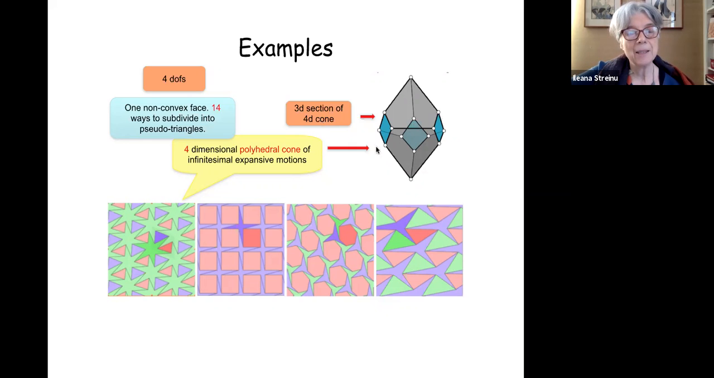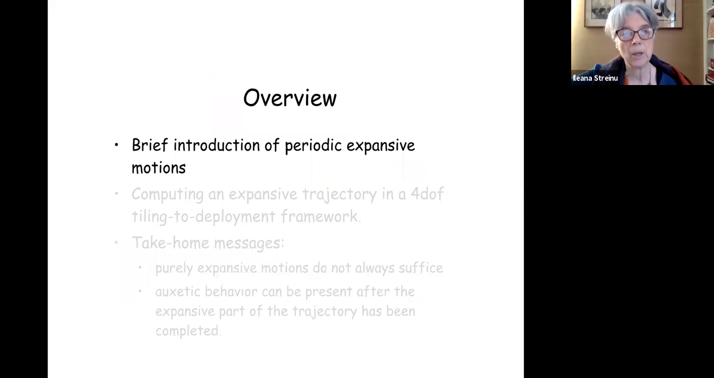And you see that this polyhedron is quite symmetric if the structure is symmetric, and it has 14 vertices, and each of these vertices refers to one way of subdividing the non-convex face into pseudo-triangles to get an infinitesimal motion that is expansive. And you can continue along that trajectory. So this is just a preview. I'm going now to go into more details on a particular example.